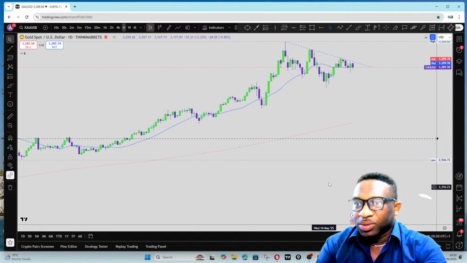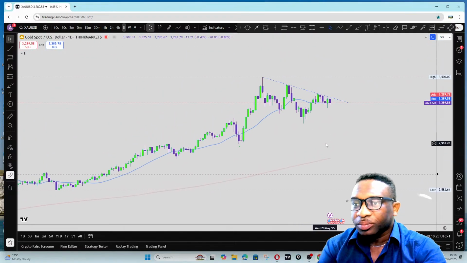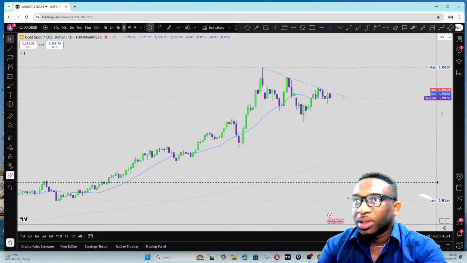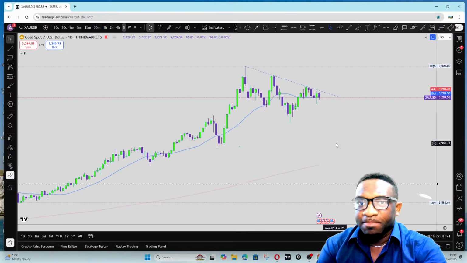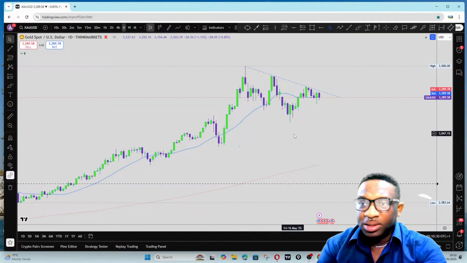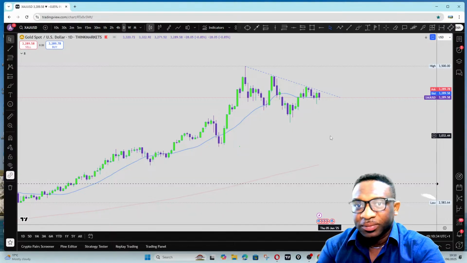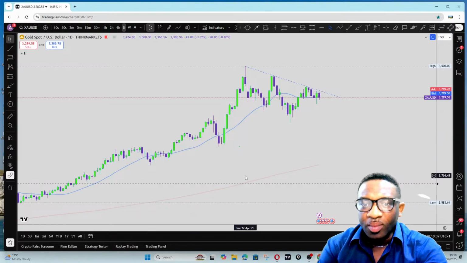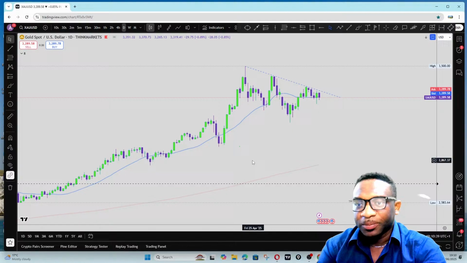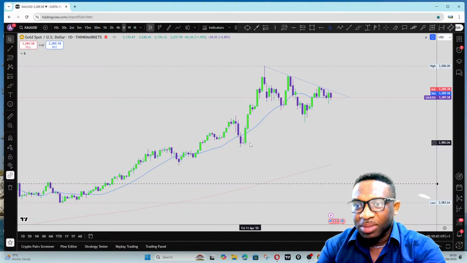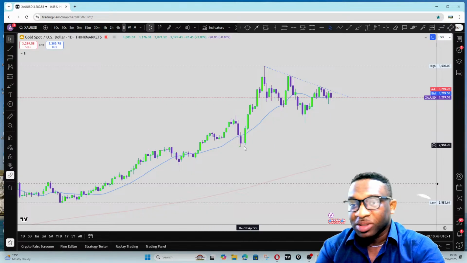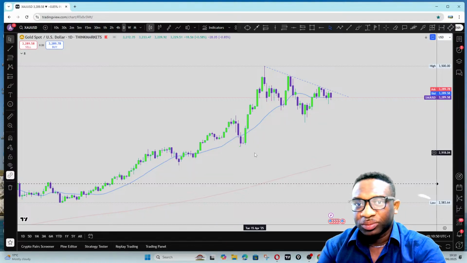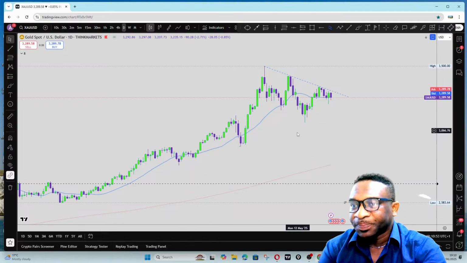Okay, so last week we had a chance to look at gold. We're going to be looking at this as a top-down analysis, starting from the daily charts to the trading time frame. I use the 15 minutes as my trading time frame, but if I'm scalping, I go down to 2 minutes or 5 minutes.